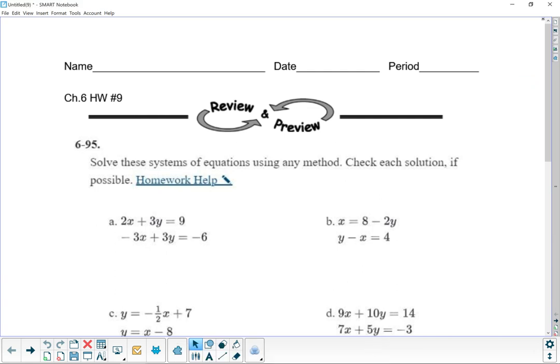Okay. So this is the last homework assignment for this week. Chapter 6, homework number 9. Solve these systems of equations by using any method. Check each solution if possible.